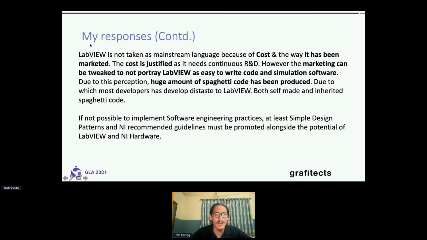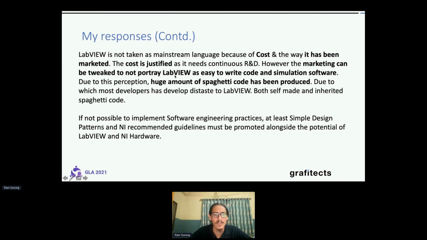Basically, LabVIEW is not taken as mainstream because of the cost. And the main reason I found out is, let's be honest, the way it has been marketed. The cost is justified as it needs continuous R&D. I know LabVIEW is expensive, but it is required because continuous R&D is there. We have R&D in Bangalore also.